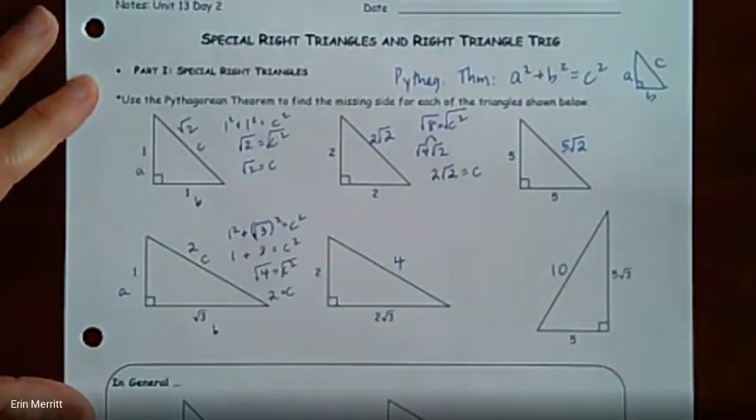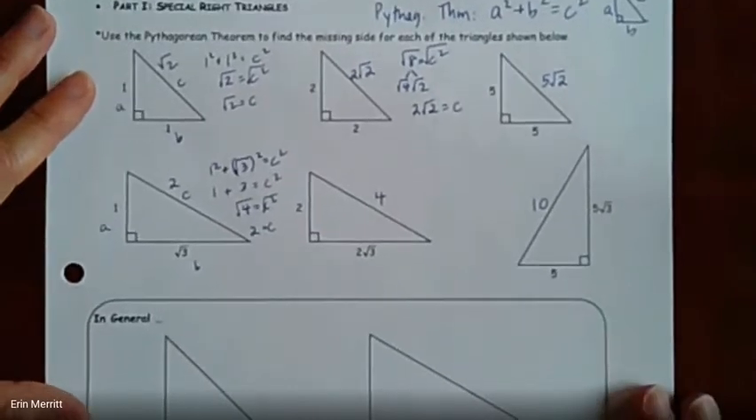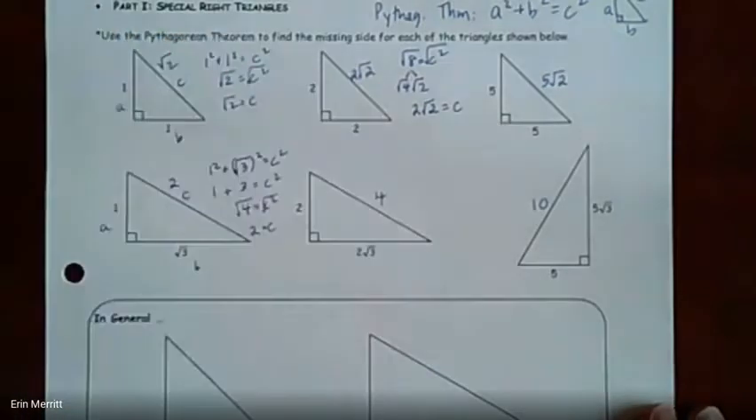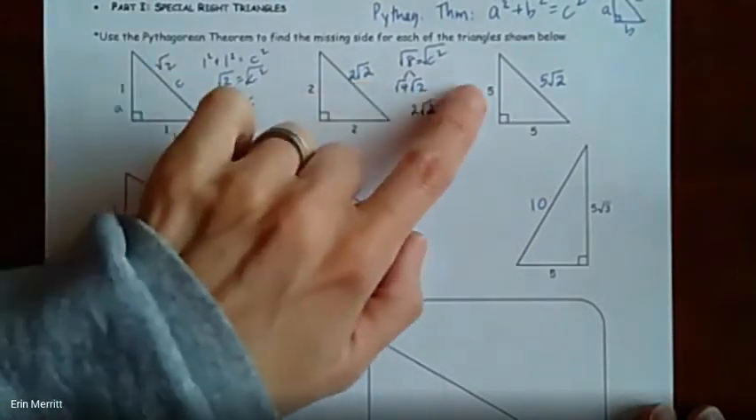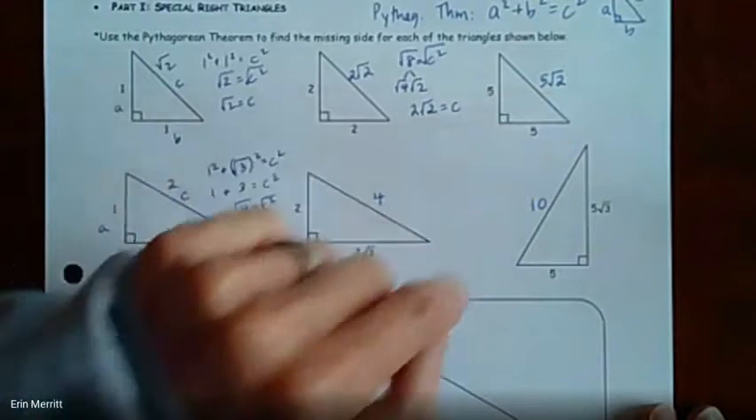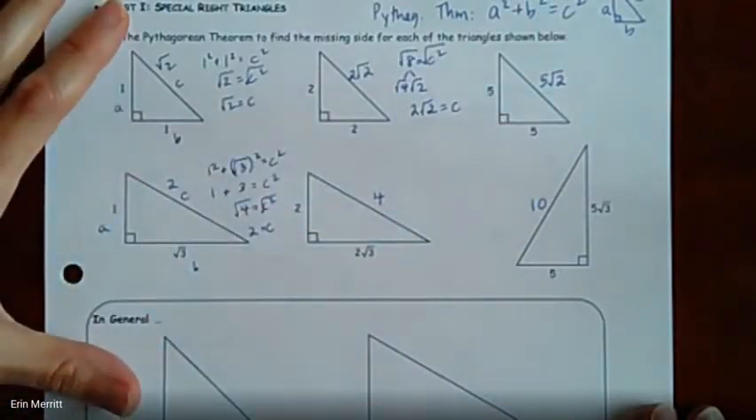So what I was hoping that you would see is a reminder of something you already talked about last year in geometry, in that you see a pattern with the values. So for the first 3 triangles, you got 1, 1, radical 2; 2, 2, 2 radical 2; 5, 5, 5 radical 2. So a few things that I want you to take note of here.